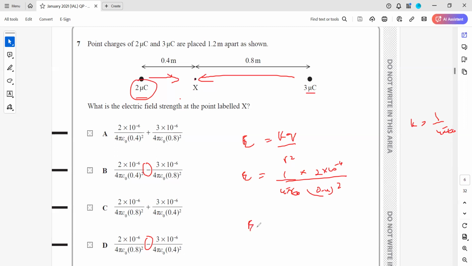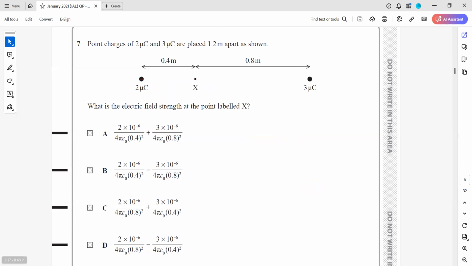The second value is again kQ over r squared. So it will be 1 over 4 pi epsilon naught multiplied by 3 times 10 to the power minus 6, divided by the distance 0.8 squared. Now, which one do we subtract? It should always be the greater value minus the smaller value. Here the denominator is larger, so this is a small value and this one is a large value. That's why B is the right answer rather than D, because it is greater minus smaller, which gives us the net resultant electric field at point X.